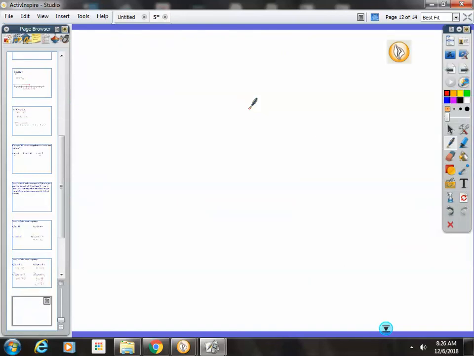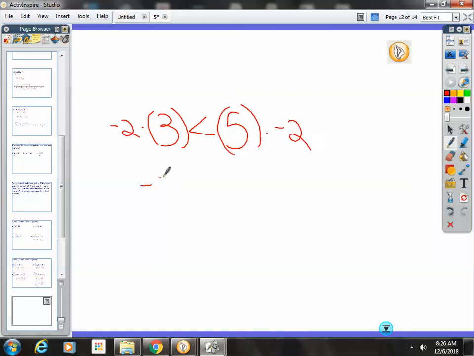Okay. So let's do positive numbers. 3 is less than 5. Is that true? Is 3 less than 5? Okay. So the properties of equality apply here. That means if I multiply something on the left side of the inequality, I have to do it to the right side. So if I take this side times negative 2, and I multiply this side times negative 2, I would get negative 6 is less than negative 10. Is that true?